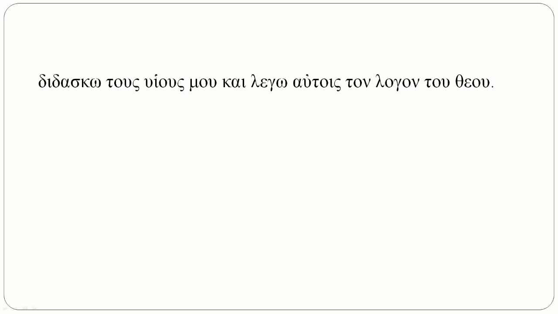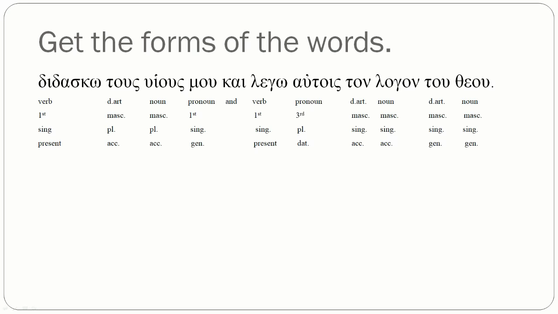Okay, sentence number 2. Didasko tous huius mu, kai lego autois ton logon tu theu. Didasko tous huius. Let me try that again. Didasko tous huius mu, kai lego autois ton logon tu theu. There's your sentence. Now let's get the forms of these words.